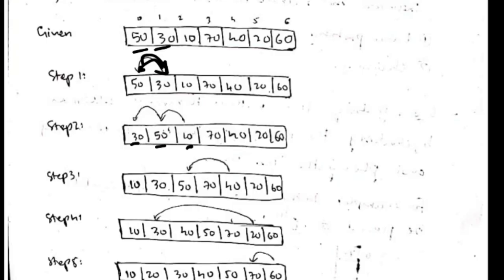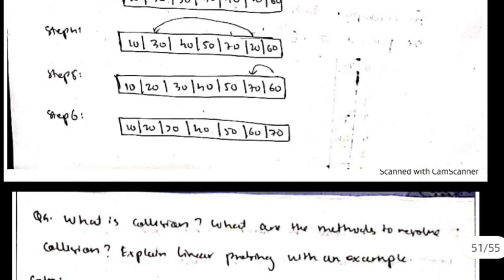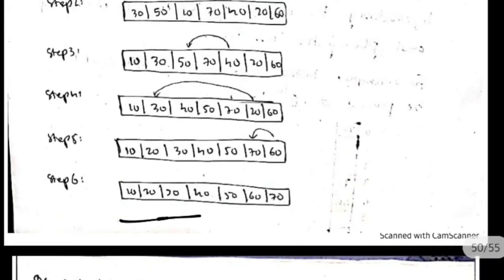Next element is 10. 10 is the least element, so 10 should be placed at the first position. 30 and 50 will be shifted to the right. Like that we will do for all the elements, and the final result will give us the ordered list.